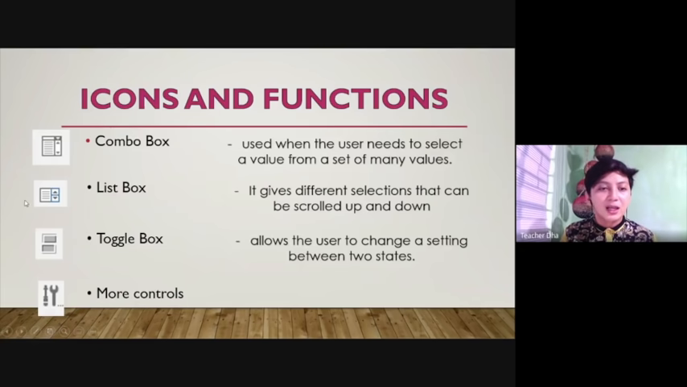Okay, and then we have the toggle box. Yes, here is the toggle box. It allows the user to change a setting between two states. So the last one, we have more controls. This is what it looks like. If you want to add more controls, you can use this more controls. Okay, but basically those are the icons and functions of the Developer tab.